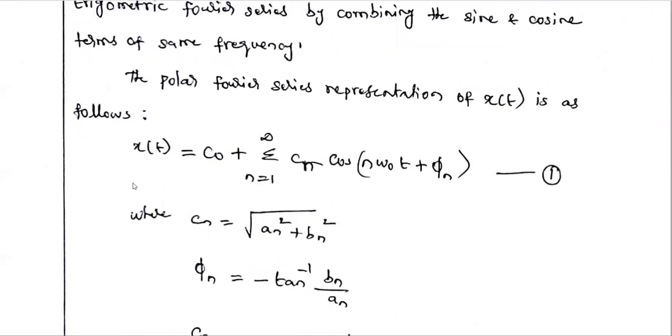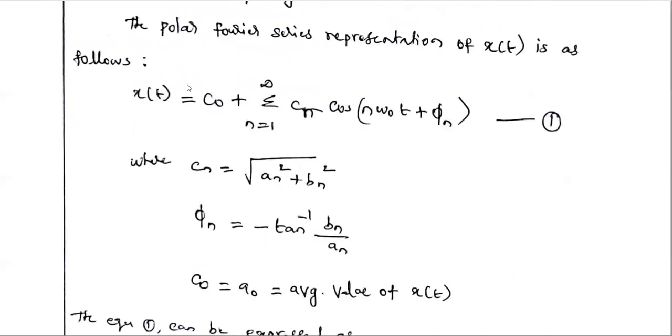In this Fourier series, any signal x of t can be expressed as c naught plus summation n equal to 1 to infinity cn cos of n omega naught t plus phi n. In the trigonometric Fourier series there are three terms: one is the constant term, another is the cosine term, and the third is the sine term. Here the sine term is not available, only the cosine term and constant. So c naught plus summation cn cos of n omega naught t plus phi n. Additionally, this phi n will come.